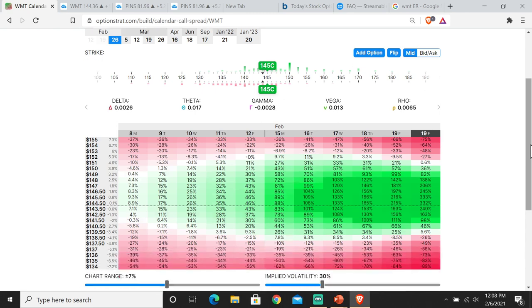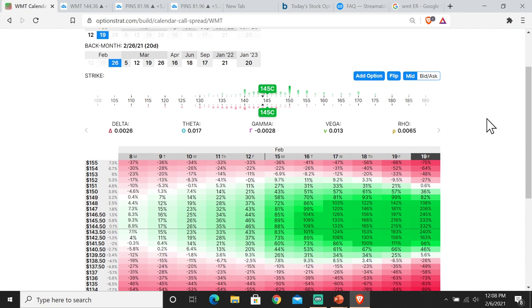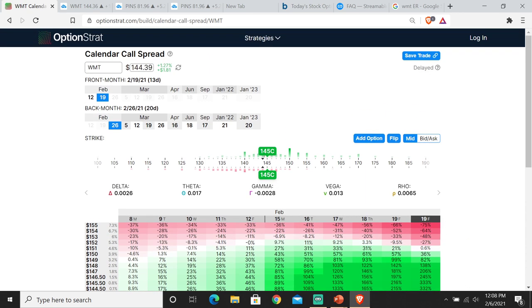Because a calendar call play for ER is I just want to capture the difference in the IV to capture IV crush. And that's what makes it profitable. So not a good example here. Does anybody have another ER they think is a little bit more hyped up?